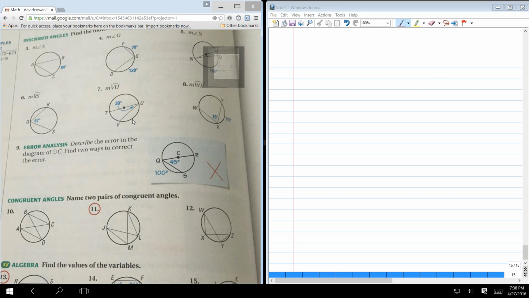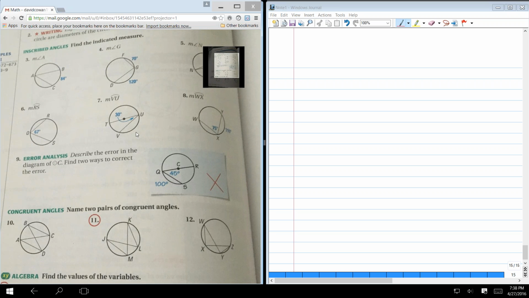Minus 60. In other words, this arc VU is the full arc minus TV. If you look at it like that, it's arc UVT minus arc TV, and that gives you arc VU. So you get 120 degrees for that because it's 180 minus 60, so it's 120. 120, my bad.